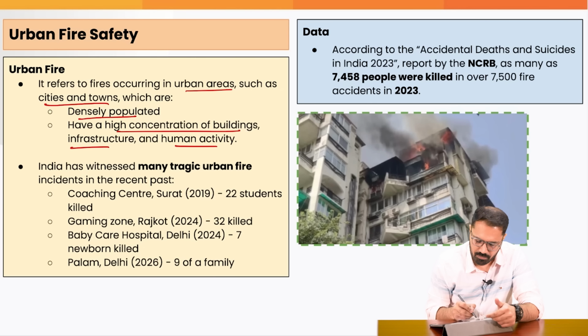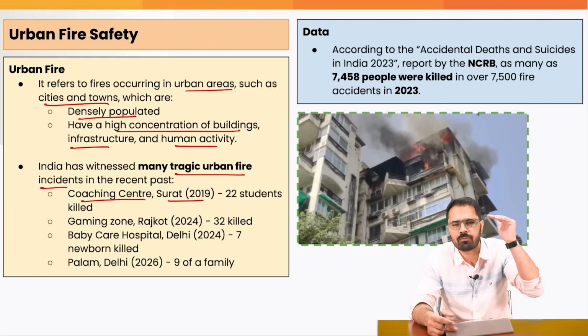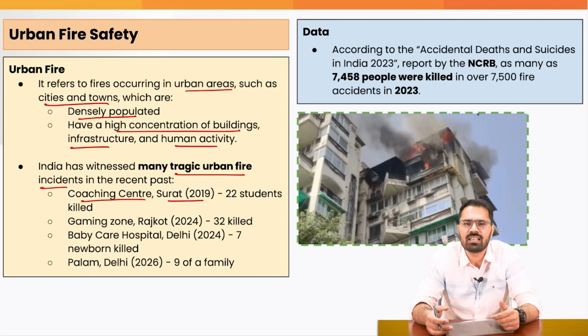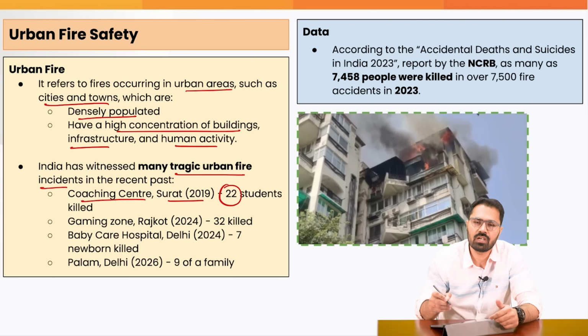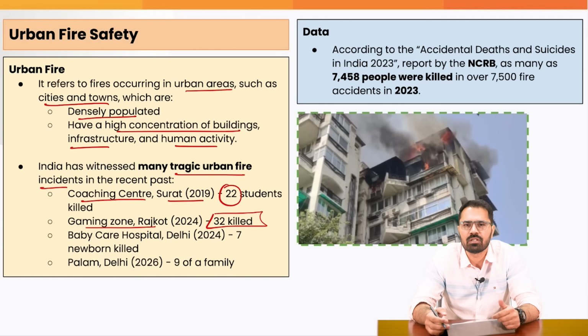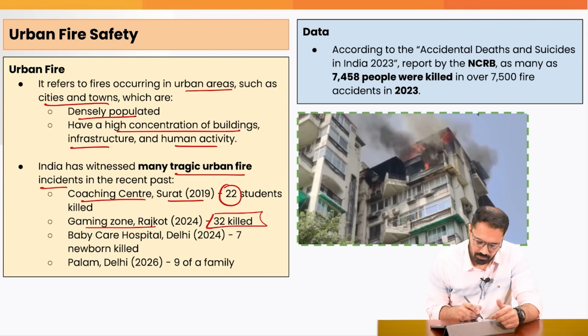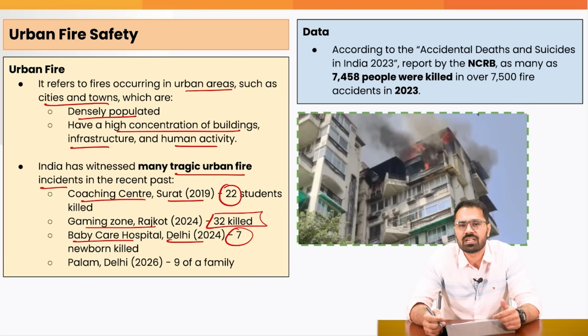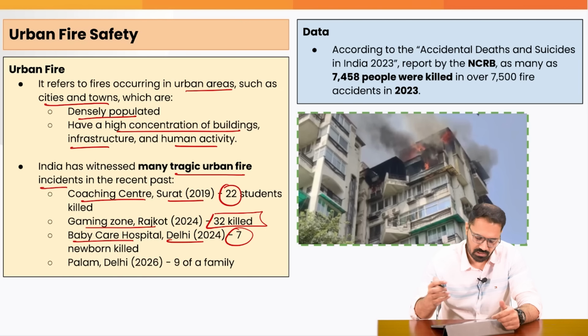Now, India has witnessed many tragic urban fire incidents in the recent past. There was a coaching center in Surat which was built on a top floor. So that was again an illegal construction which led to death of 22 students. Then you had a gaming zone in Rajkot in 2024 where again 32 people were killed. Then you had a baby care hospital in Delhi in 2024 where 7 newborn children were killed. Newborn kids were burnt and killed.